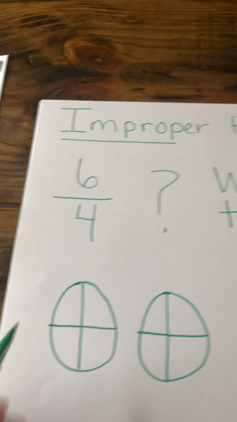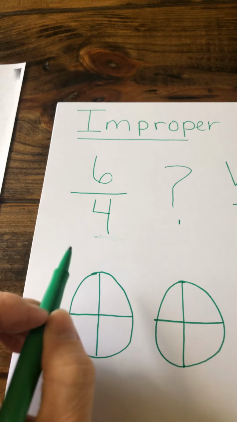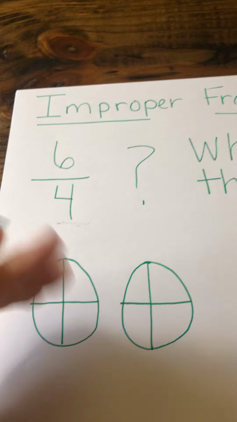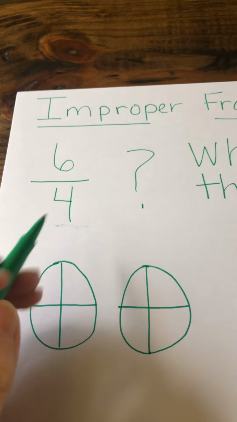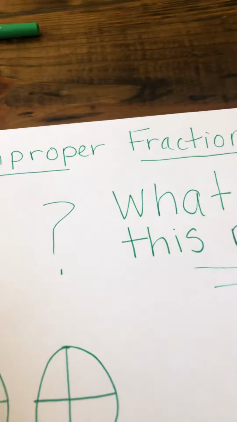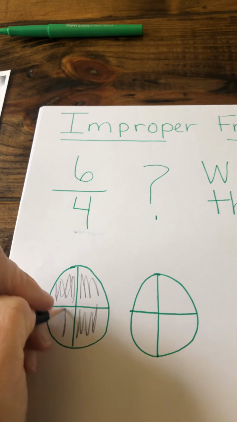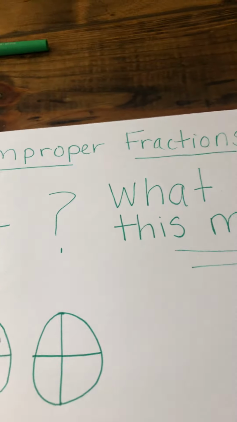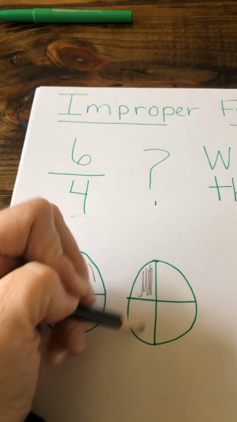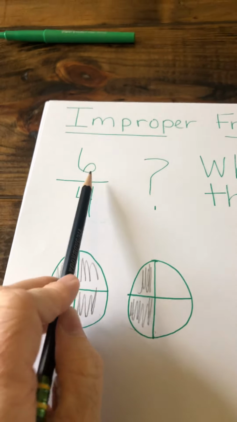Now, the bottom number tells me how many pieces my figures are going to be cut into. So I drew 2, and the only reason why I went ahead and did that was to save some time. But if I were going to do this, I would draw 1 shape, I'd cut it into 4, and then I would shade in my 4 pieces. There's 1, 2, 3, 4. But I actually have to have 6. So that means I would have had to have drawn another shape, 5, 6. So this is a picture representation of 6/4.